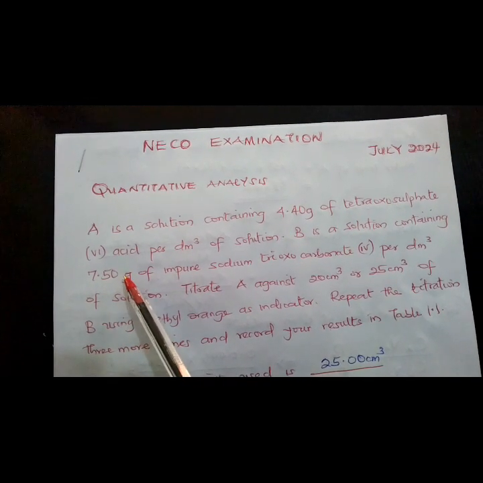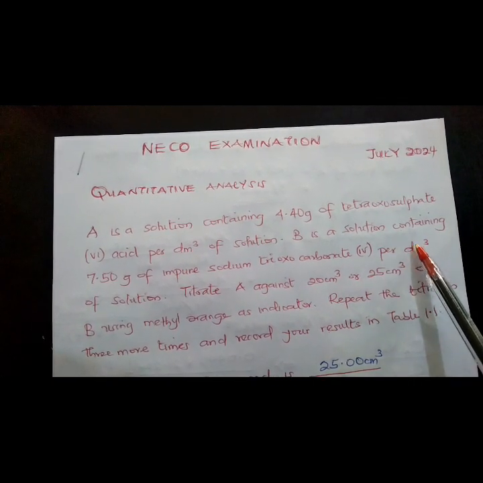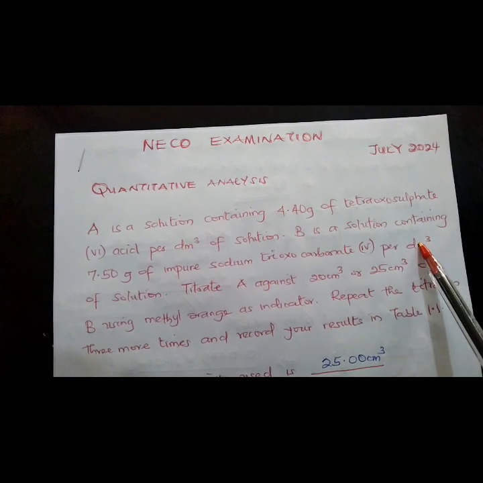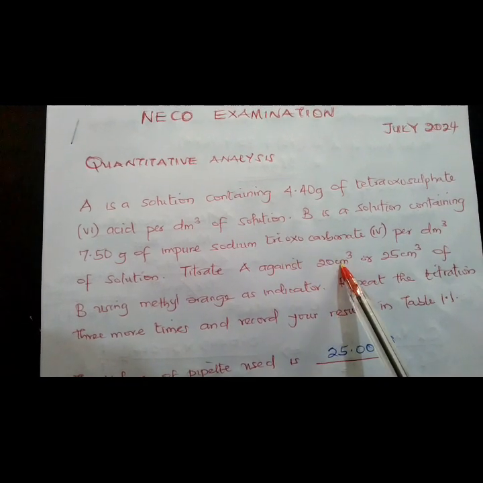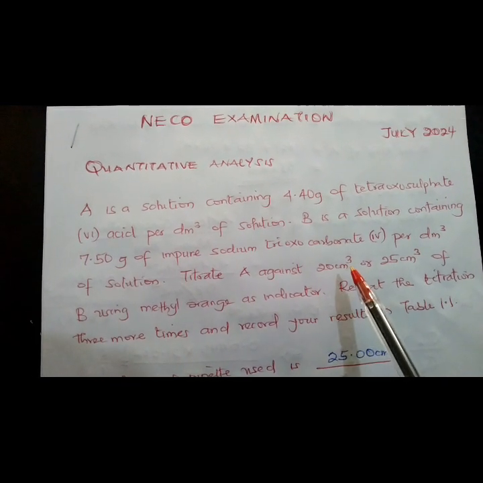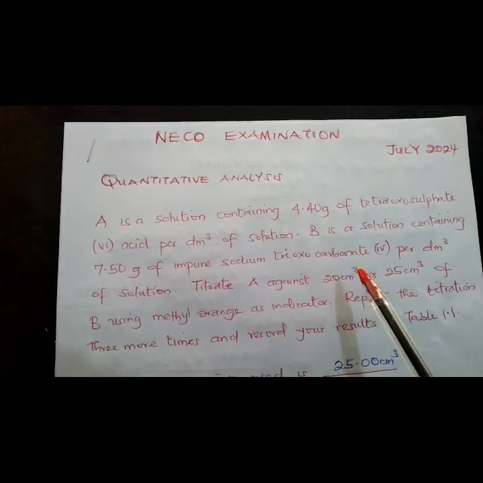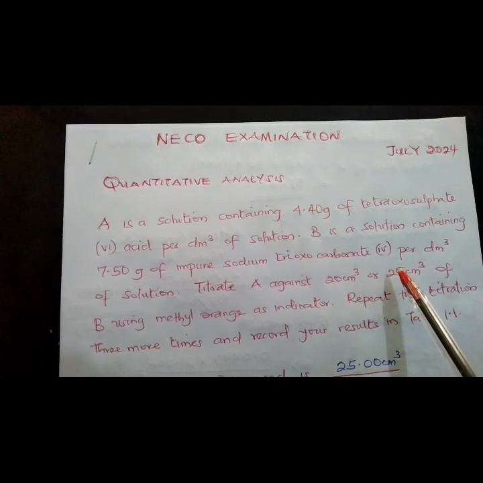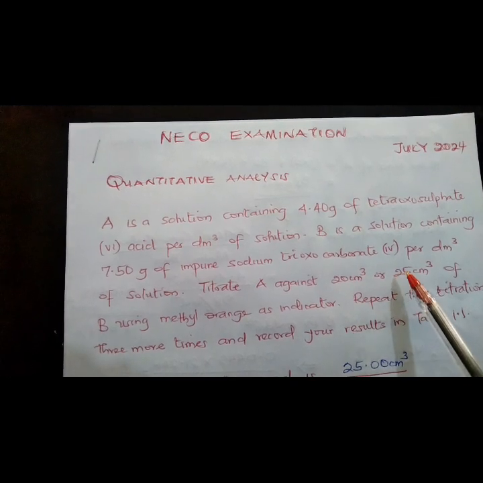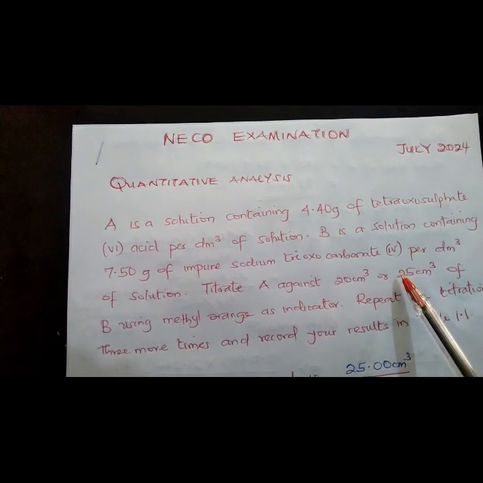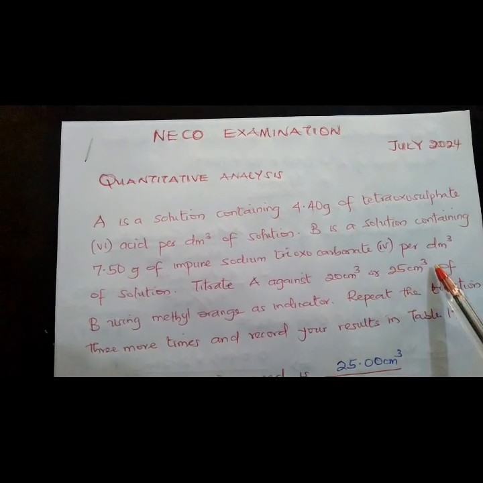So we have 7.50 grams of the impure sodium trioxocarbonate 4 in 1000 cm cube, which is equivalent to 1 dm cube of the solution. Now the question says titrate A against 20 cm cube or 25 cm cube of B. Most schools have a 20 cm cube pipette, and some other schools have a 25 cm cube pipette. It depends on the pipette that is given to you for titration, in order to suck the B. If you are using 25 for this particular class, we are going to be using 25 cm cube of B.